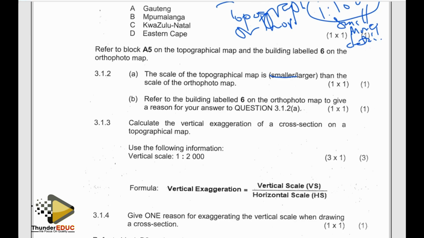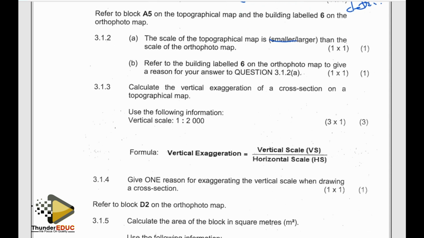Right. Calculate the vertical exaggeration of a cross section on a topographical map. Use the information. Vertical scale is 1:2000. Then the formula is vertical exaggeration is equal to vertical scale over horizontal scale.